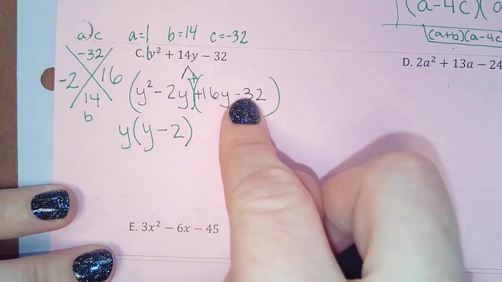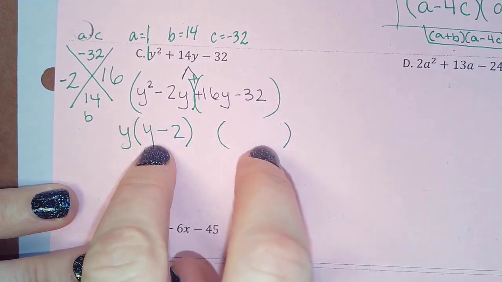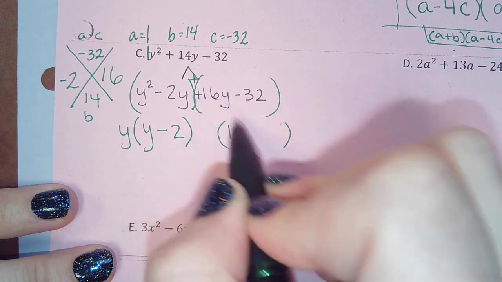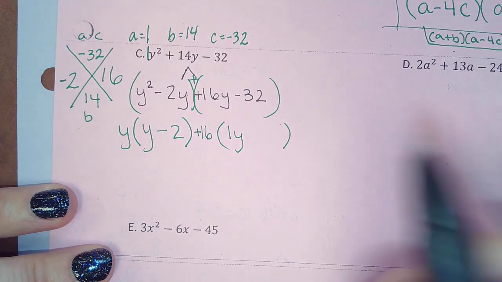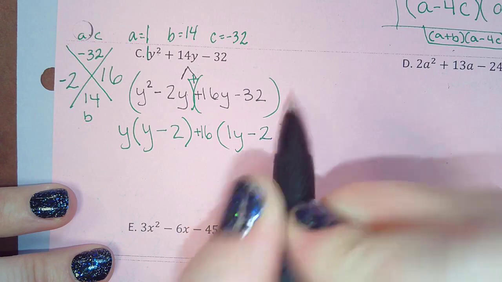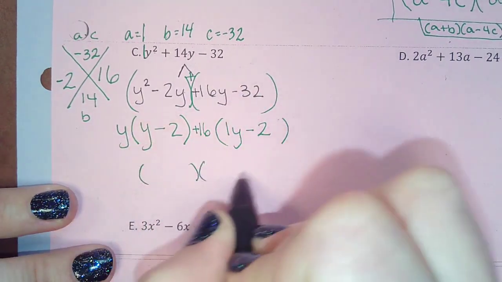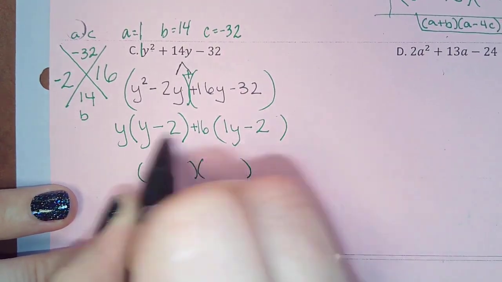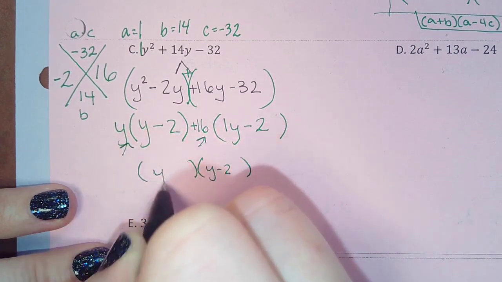GCF of 16 and 32, if you're drawing a blank, you could think, well, these should match. So how do I get a 16y into a 1y? Well, what is 16 divided by 1? Positive 16. And now double check, negative 32 divided by 16 is negative 2. They match. My final answer is two binomials multiplied together. One of them is my GCF matching piece, so y minus 2. The other is y plus 16.